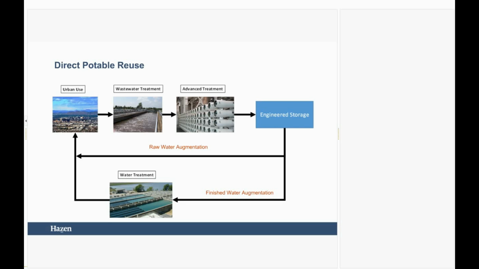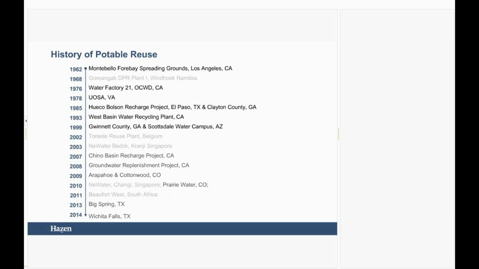There is a long history of potable reuse in the United States, and I've got a list here of projects both within and without the United States, and I've just kind of highlighted the ones that are here in the United States. Starting in the 1960s, there were in fact potable reuse systems prior to that in the 1950s for emergency use. But engineered systems started to be included in the 1960s. A system in Montebello Forebay in LA, which I'll talk a little bit about.